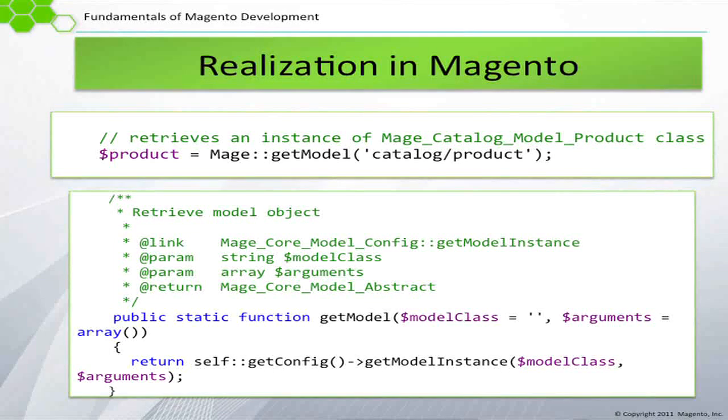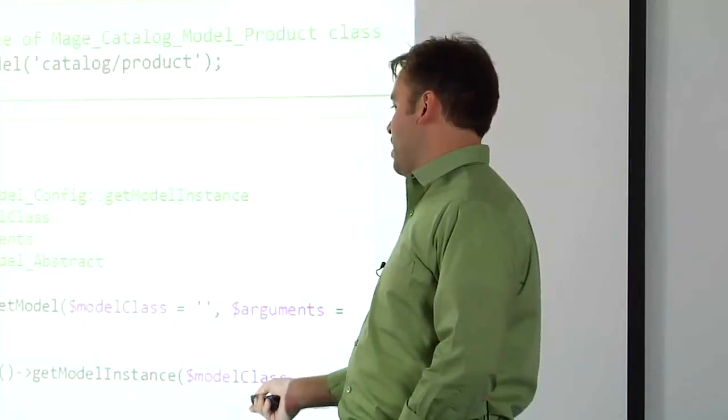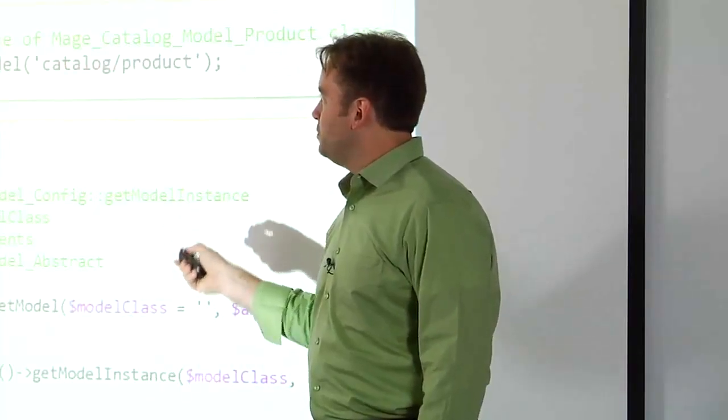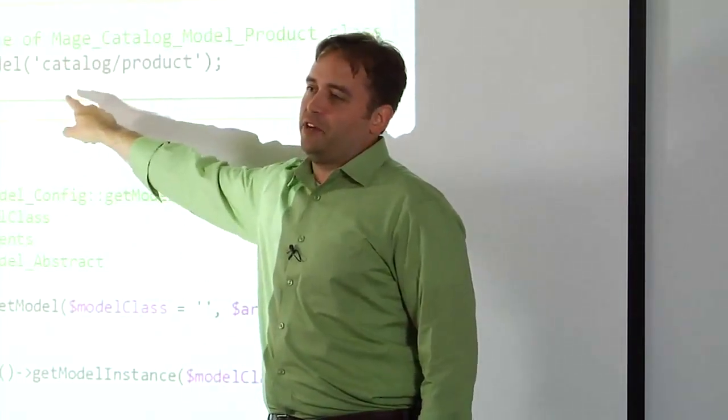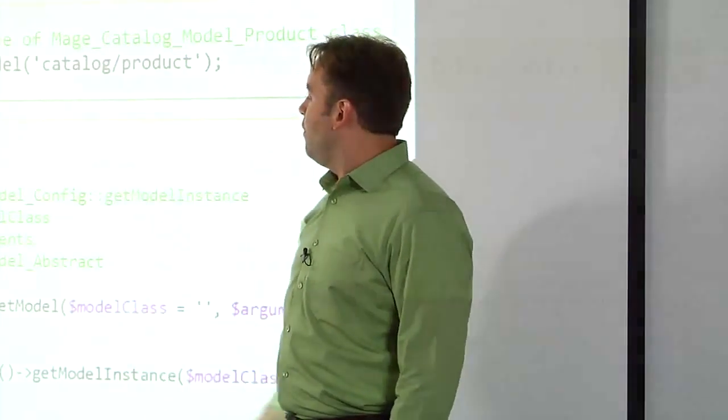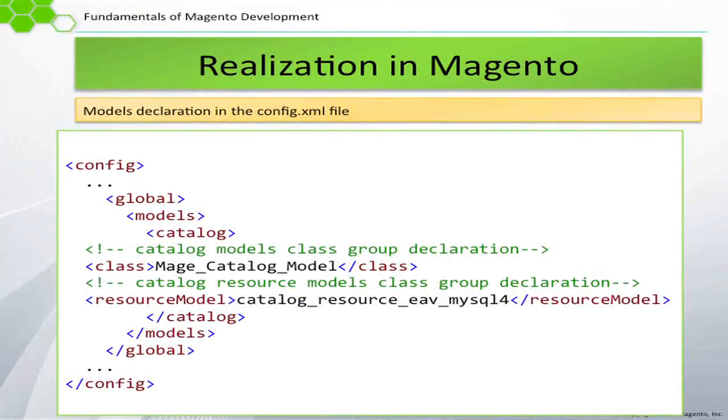So, if you want to leave, now's the time. There's no going back from here. Once you go down this road, you're going to start getting really excited. Mage catalog model product, this is what gets it. Here's that call to getModel, and then eventually getConfig, getModelInstance, and so on, goes through here. This is the important stuff to remember. This is configured. This is a configuration value, okay? This is it. This is everything.